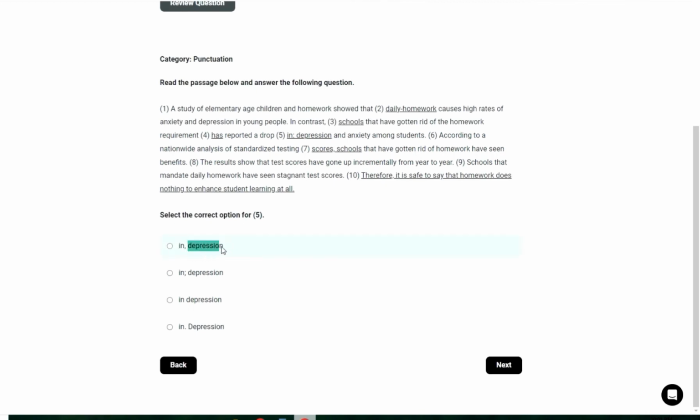this would be a comma, depression would mean there's a break here. Should there be a break here? No, that does not make sense. Reported a drop in depression and anxiety among students. See, when I read it, it doesn't make sense. Another tip, again, read it out loud, see if it makes sense. Now here, hopefully you know this trick by now, when we see a semicolon, we put "and" in for the semicolon and we read it. We have reported a drop in, and depression does not make sense. So B cannot be right.